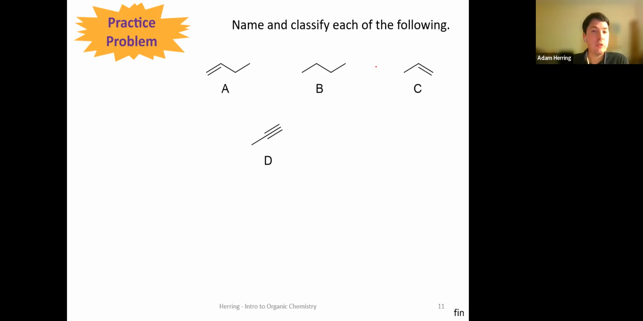So let's go through these one by one. First molecule has 4 carbons and a double bond. That double bond is at the first position. Therefore, in order to talk about it, we know that it's a but, and it's an alkene. 4 carbons for but, and it's an alkene. So this would be butene. Then to make it unambiguous where the location of that double bond is, we call it 1-butene.